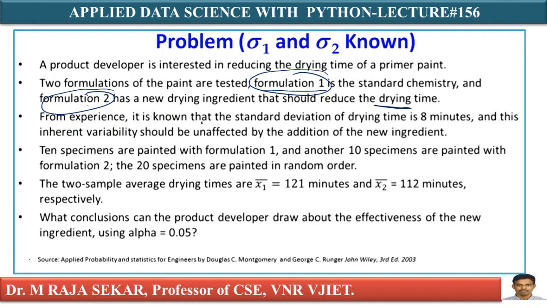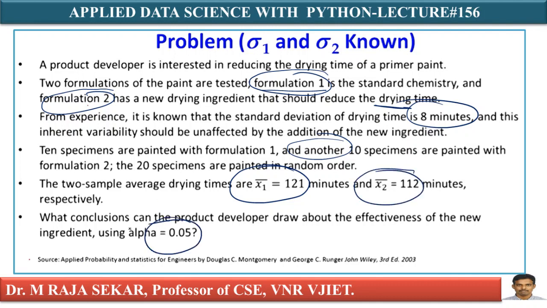From experience, it is known that the standard deviation of drying time is 8 minutes, and the inherent variability should be unaffected by the addition of the new ingredient. 10 specimens are painted with formulation 1 and another 10 with formulation 2. My first and second sample sizes are both 10. The 20 specimens are painted in random order. x1 bar is my first sample mean, x2 bar is my second sample mean. Alpha is given, and the standard deviation is also given.